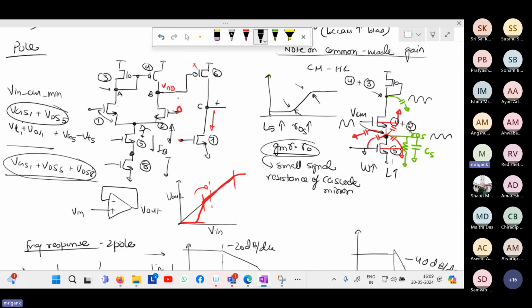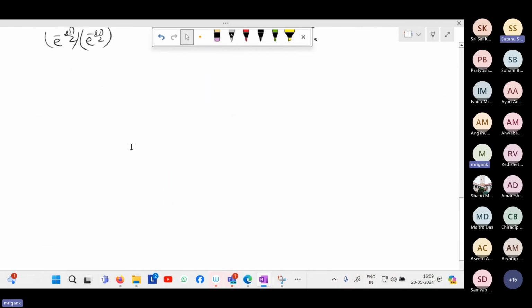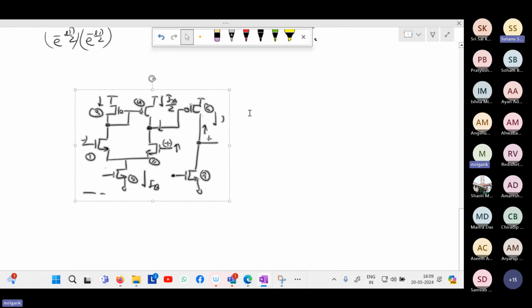So now, in order to stabilize this op-amp, what do people do? They will put a cap. Let me put a cap. So that's called Miller compensation cap. They will be pushing the pole to the right, like P2 to the right, using the cap. Yes. So let me first draw this.